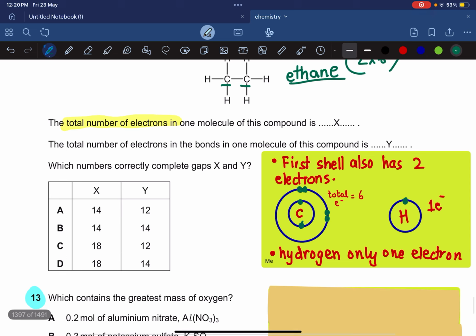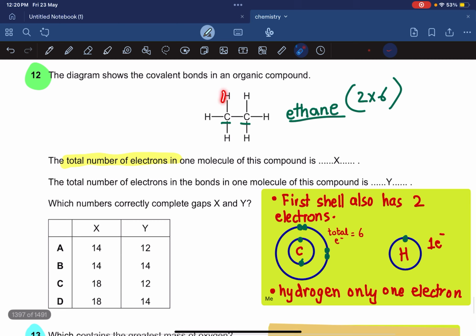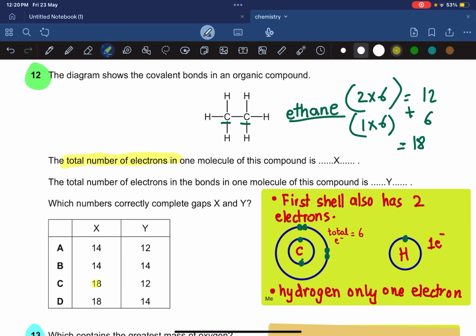And for hydrogen, it's simple. Hydrogen is in period 1 and group 1. So that means it's going to have one shell with 1 electron. How many hydrogens do we have? We have 1, 2, 3, 4, 5, 6. That means simply 1 times 6. So that's going to be 12 plus 6, and that should be 18. So the total number of electrons should be 18.